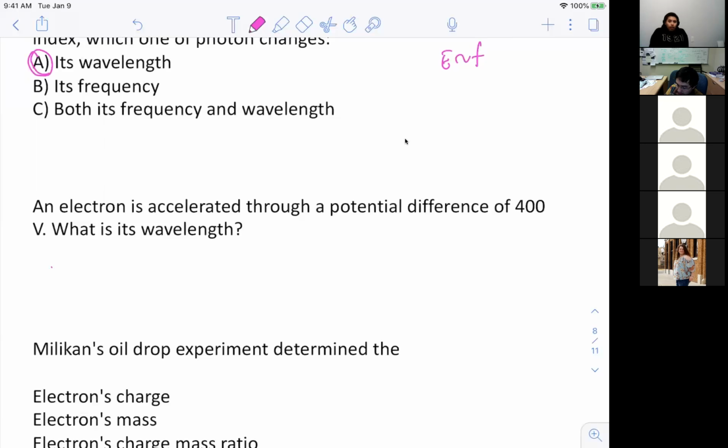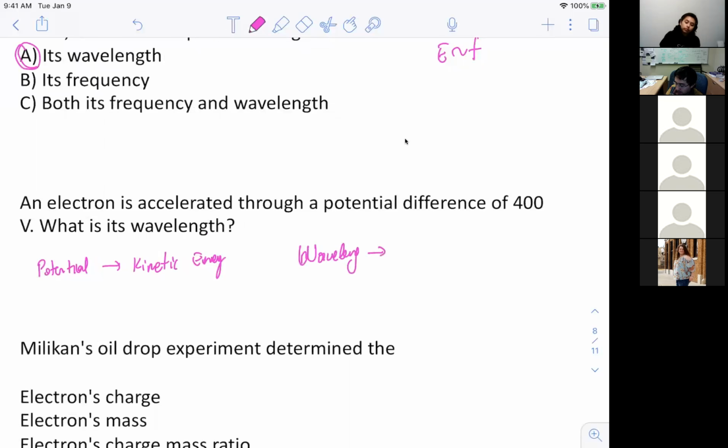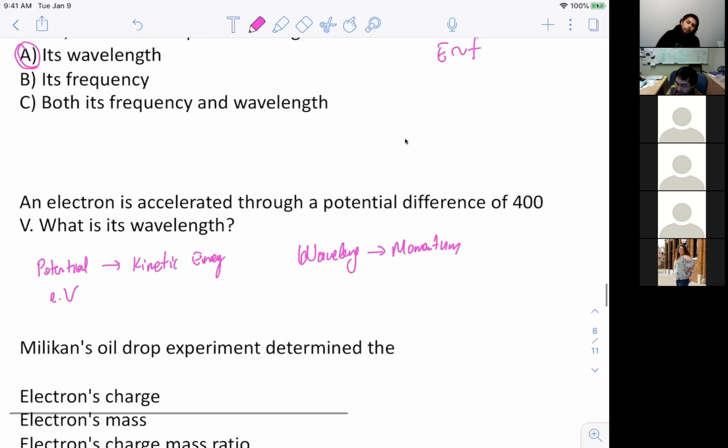So that potential energy turns into kinetic energy, and then the wavelength is given by this momentum. So eV, that's the potential you are giving, equals 1/2 mv squared, right? And from this, we can solve for v: v equals the square root of 2eV divided by m.